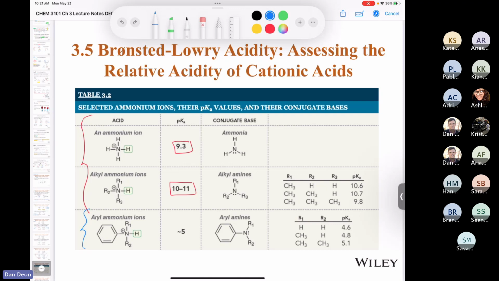So to rehash, if we have the positive charge on two atoms of differing electronegativity, whichever one has the positive charge on the more electronegative element, that's going to be the stronger acid. And when it comes to alkyl ammonium ions and aryl ammonium ions, an aryl ammonium ion is going to be a stronger acid. Why? Because the lone pair is less available, because it's delocalized. And that covers all of section 3.5.